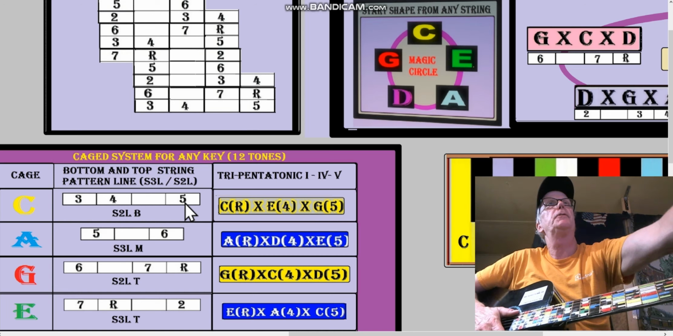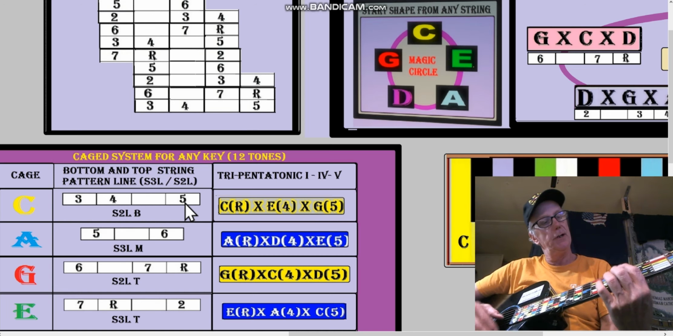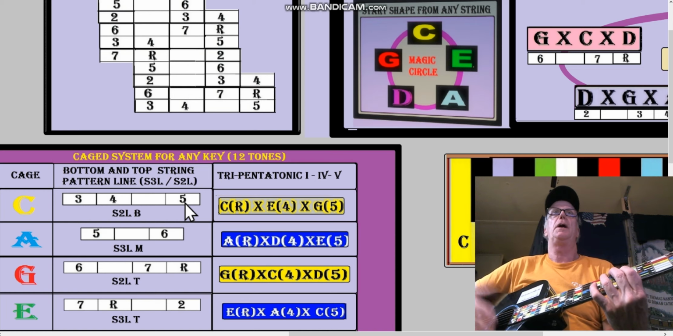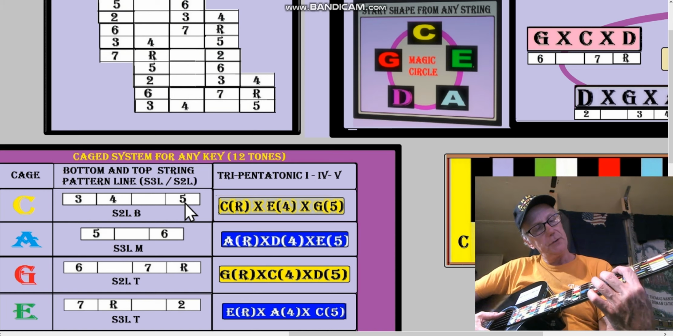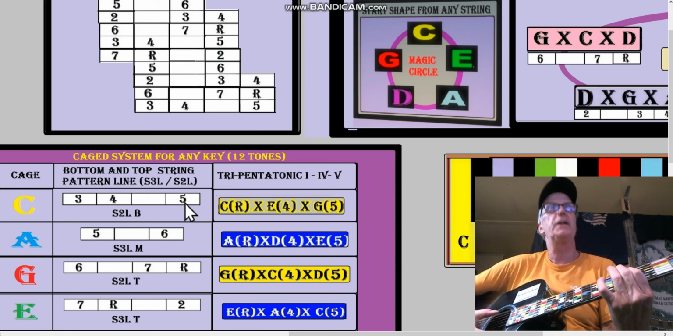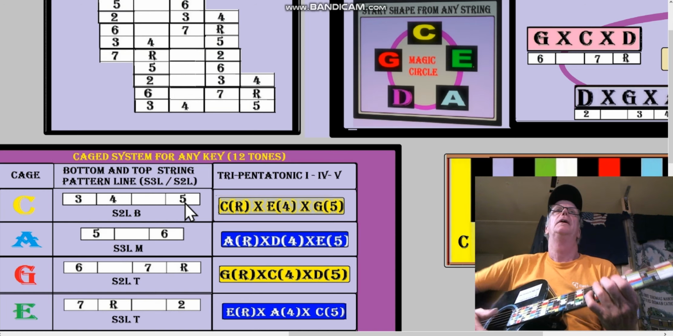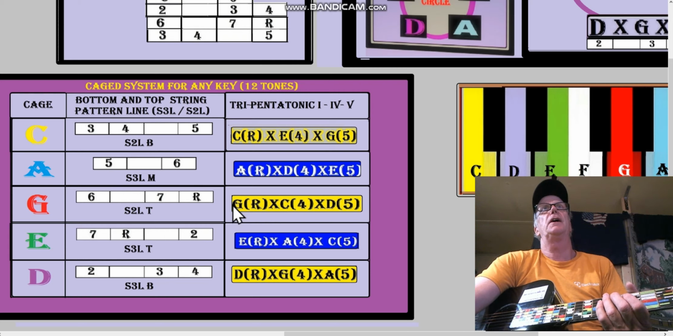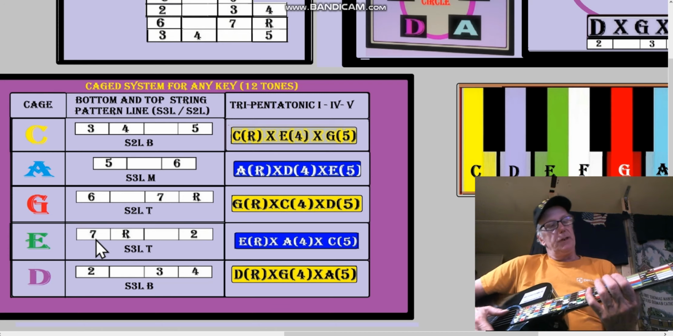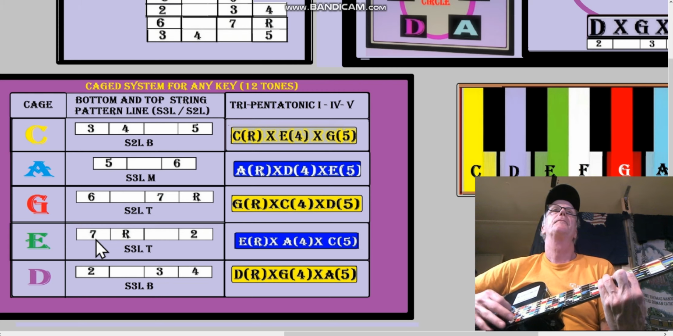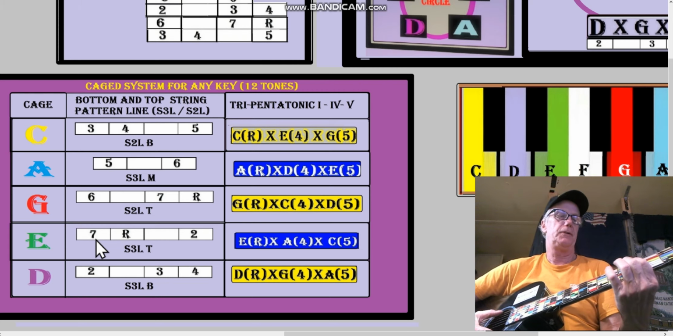So let me get rid of the capo for a second so I can play those. So A shape would be 5, 6. And then we continue on up the pattern. A G shape, a regular open G, you're going to go 6, 7, root. And this just exemplifies the pentatonic box that would be involved at that point. E shape, you start it really on the 7. So if you have an E-shaped E, you're going to go 7, root, 2.